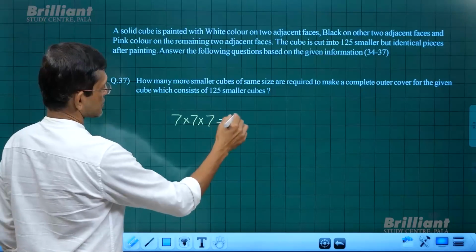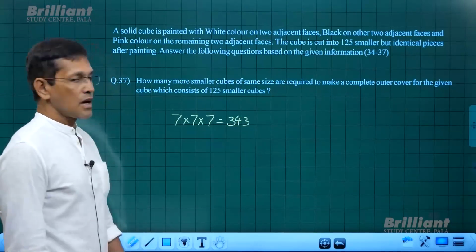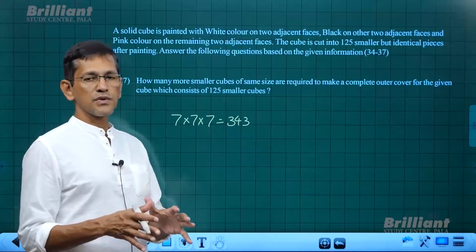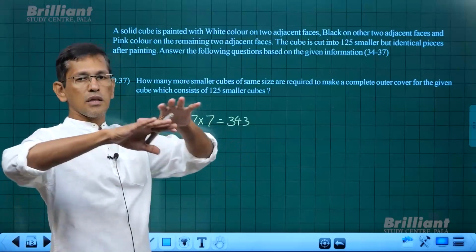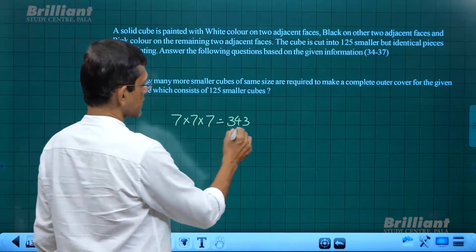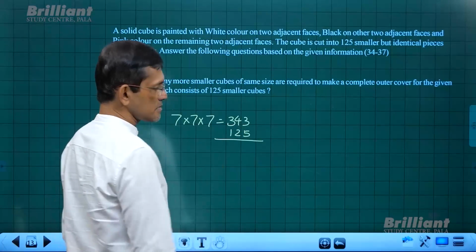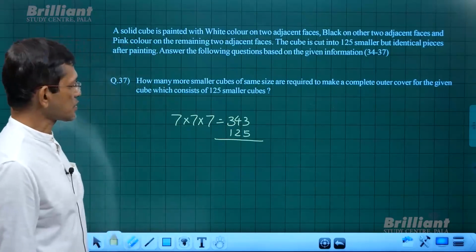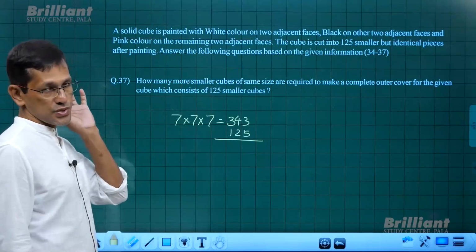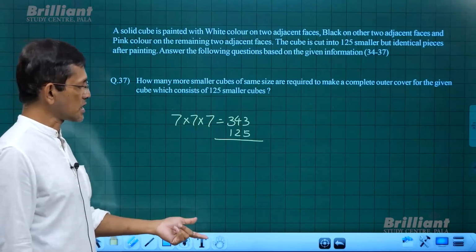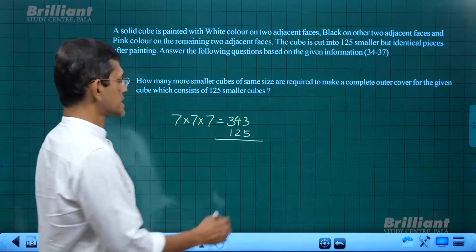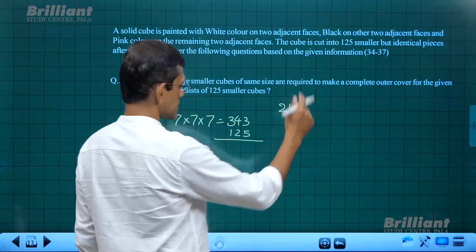That is 343. However, we already have those 125 cubes inside. That space is filled with the 125 cubes. So we need only the extra cubes which came after this 125. That means this 125 must be subtracted from the total. So 343 minus 125. So it's 345 minus 125. If that's the case, it's 220. 345 minus 125 is 220. Here it's 343. So the answer must be 218, right? 218.